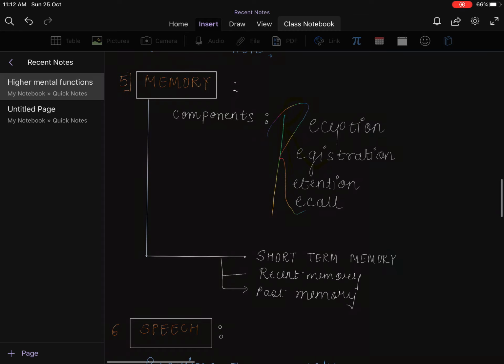Now memory is something which needs to be given special attention because it also includes the MMSE scale, that is the mini mental status examination scale. But I will be covering a short part of it here, which includes components. Components include reception, registration, retention, and recall. Now memory is of three types: short term memory or immediate recall or rote memory, recent memory, and past memory. Past memory is long term memory or remote memory.